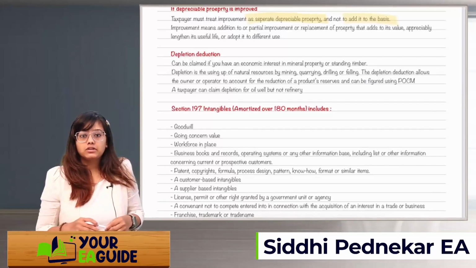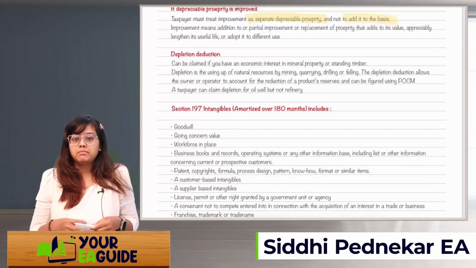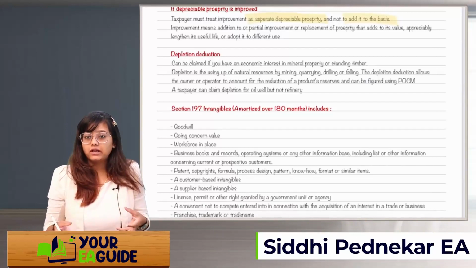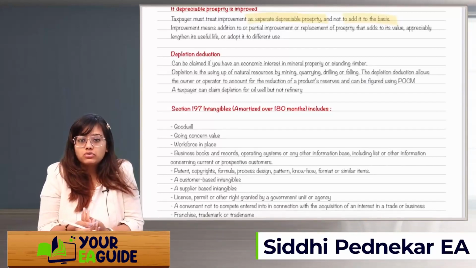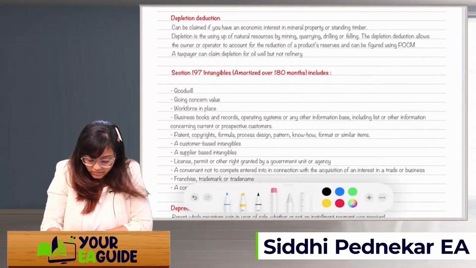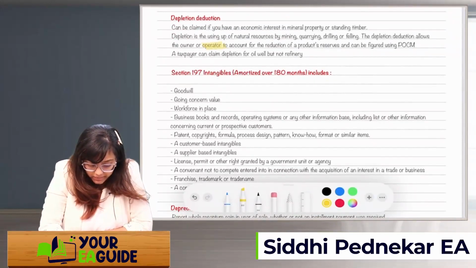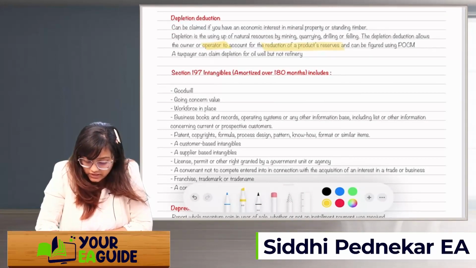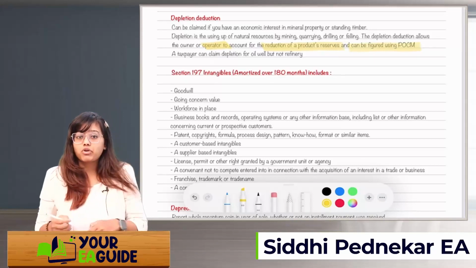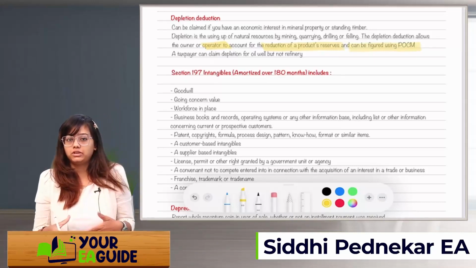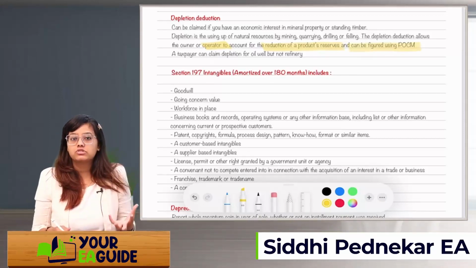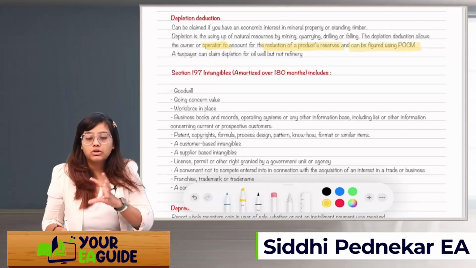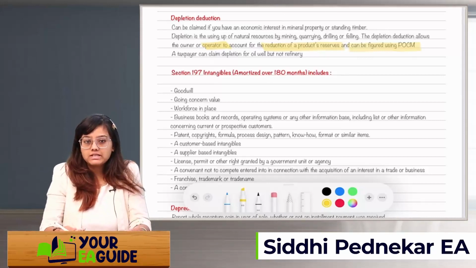Depletion is the using up of natural resources by mining, quarrying, drilling, felling of the timber trees, right? The depletion deduction allows the owner or the operator to account for reduction in the product reserves and can be figured out using POCM. What is POCM? Percentage of completion method. This can be used to figure out the depletion deduction in case of natural resources, the timbers or the quarries, oil wells, right?